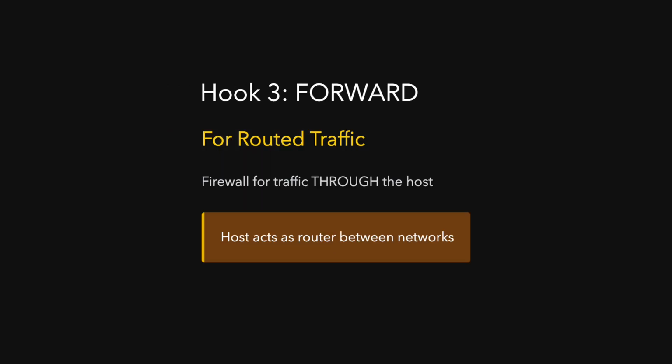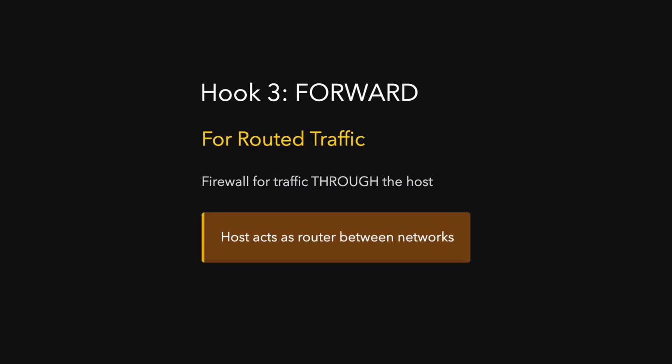And we have a different path for traffic. If routing says this packet is meant for somewhere else, it goes to the forward hook. This is the firewall for routed traffic. When the host acts as a router between different networks, forward controls what's allowed to pass through. So the forward chain is the firewall for traffic passing through the host.